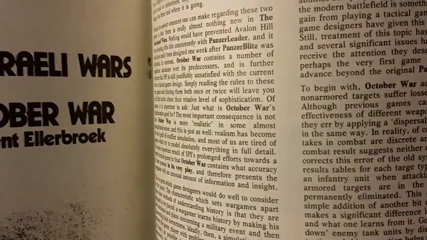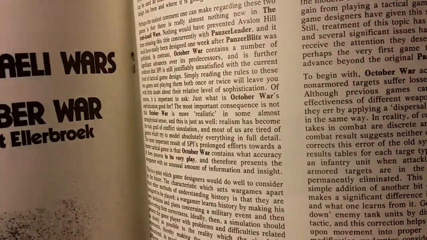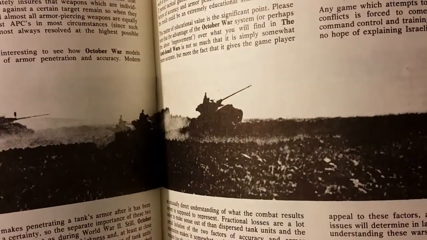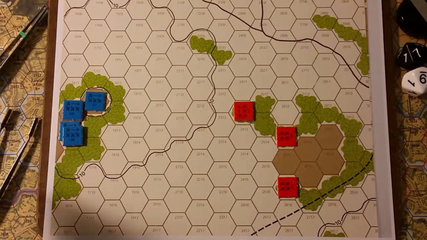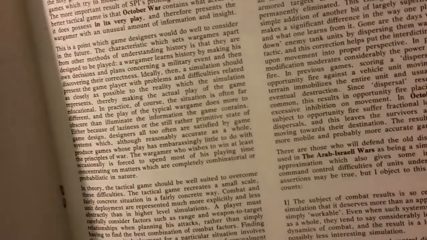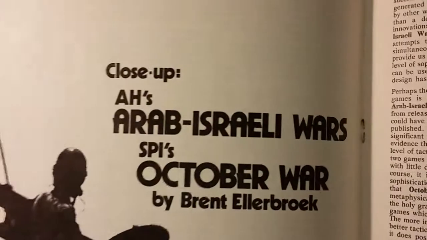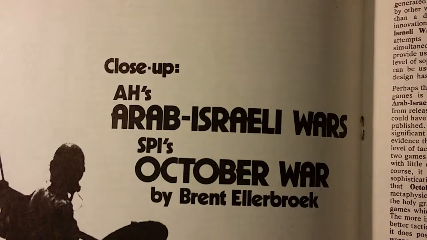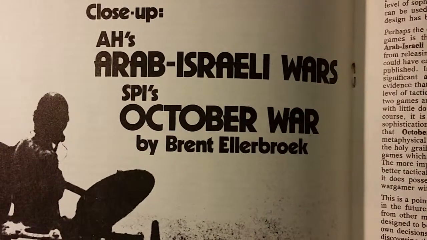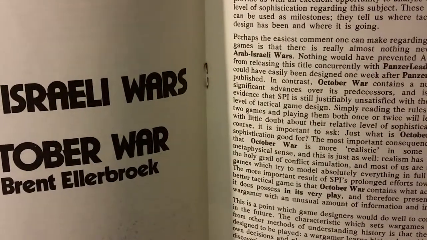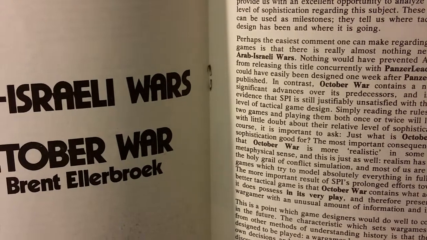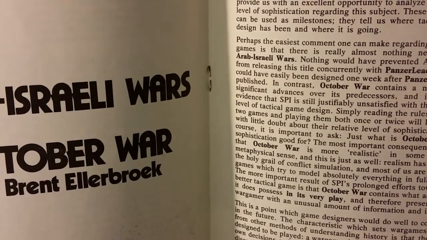But I received this about a week ago, and I was just thumbing through it, seeing if it was kind of what I thought it was going to be, and it is. But, well, one thing jumped out at me. Just so I'm thumbing through this. This is an article, by the way. It says Close Up: Avalon Hill's Arab-Israeli Wars, SPI's October War. So this kind of looks like maybe a side-by-side comparison of these two games. Let's see what it says.